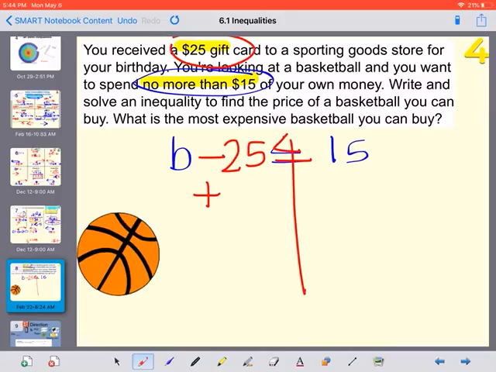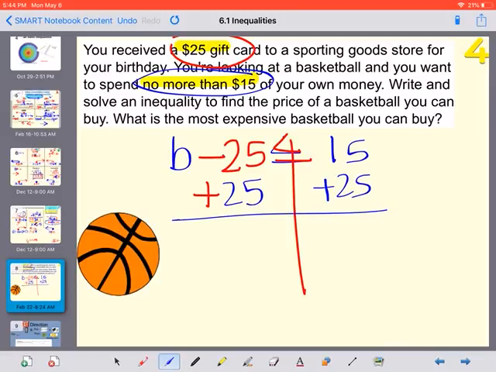So opposite of subtracting 25 is adding 25. So those eliminate, and our basketball has to be anywhere less than or equal to $40.